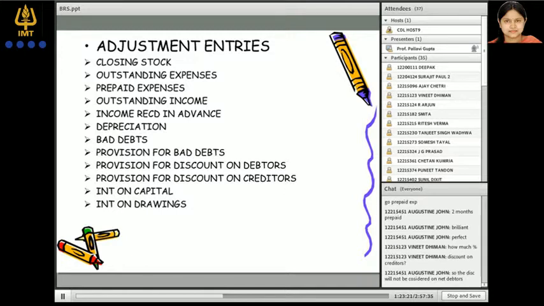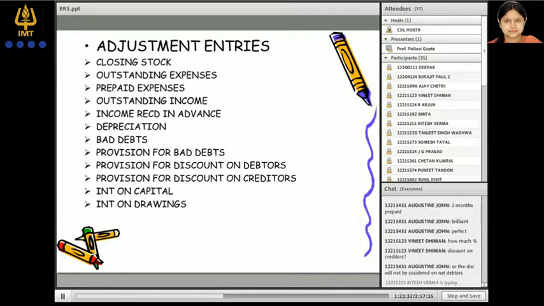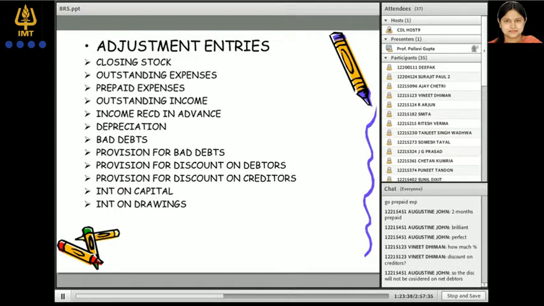Interest on capital means the business can operate by borrowed funds or from its own funds. On the borrowed funds, we pay the interest. So on the own funds, the owner can also ask for interest. So the interest on capital is the amount of interest paid by the business on the funds invested by the owner. It would be an expense for the business.